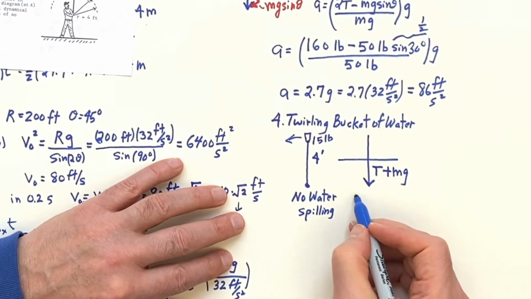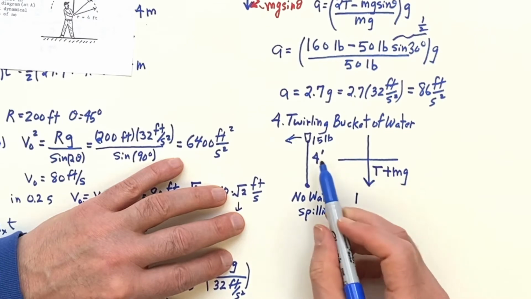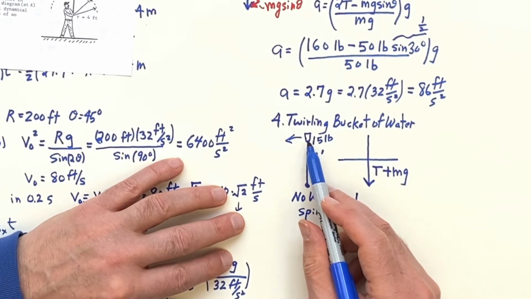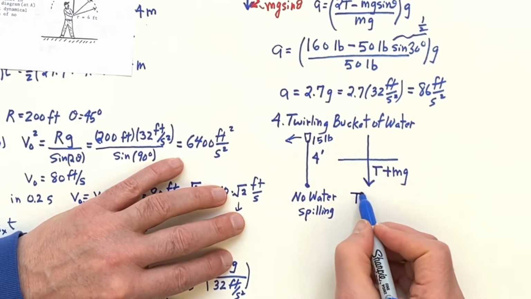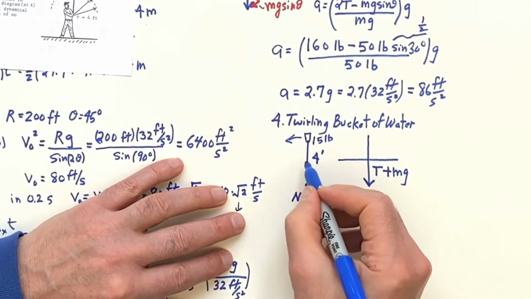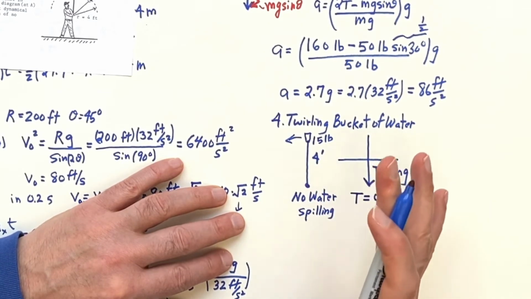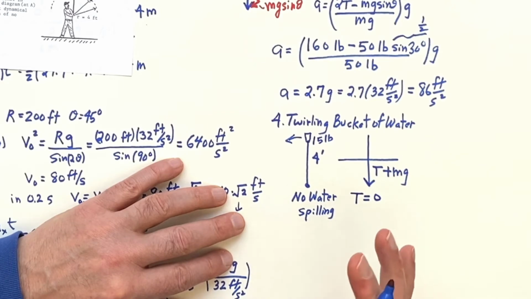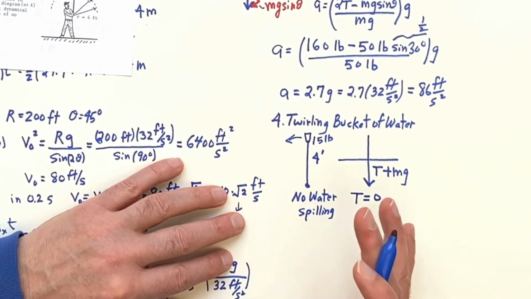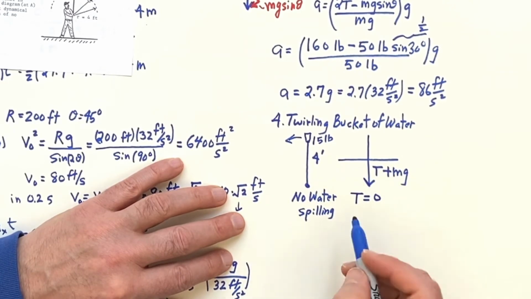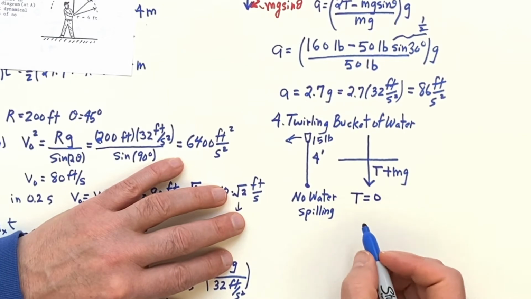So that's it. That means we have the case where the water doesn't spill, and that means the T is going to be slack, where this is just slack, all right? Just making it with no spill. There's no tension in the rope.